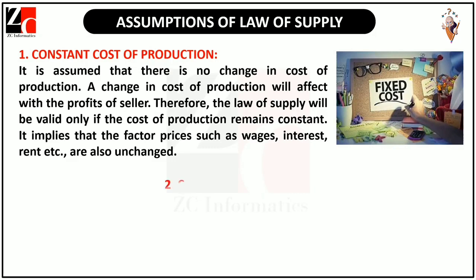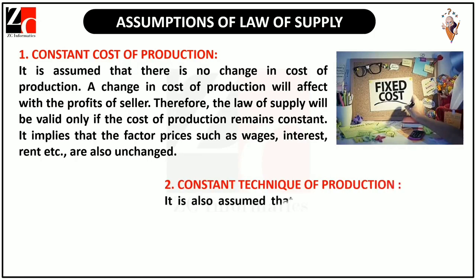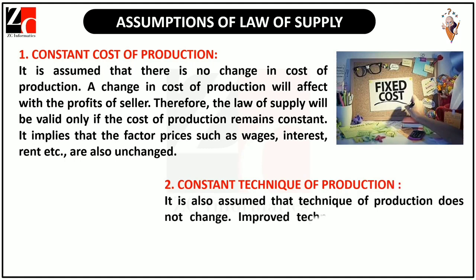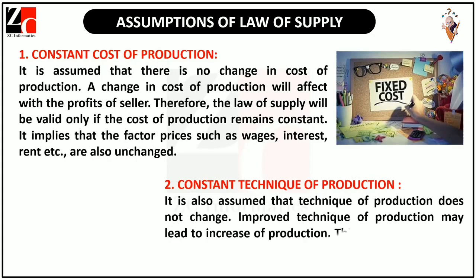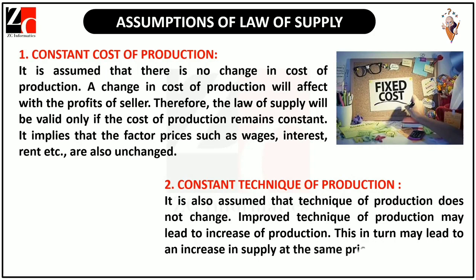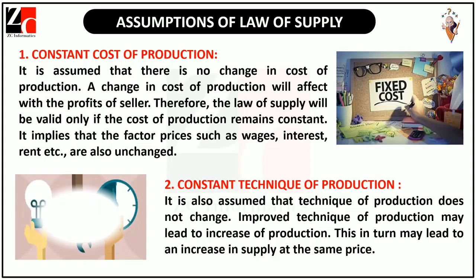Point number 2. Constant technique of production. It is also assumed that technique of production does not change. Improved technique of production may lead to increase of production. This in turn may lead to an increase in supply at the same price. Similarly, outdated technique of production may lead to decrease in production. This in turn may lead to decrease in supply at a constant price. In such condition, the law of supply becomes invalid.